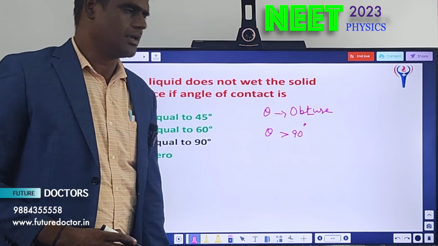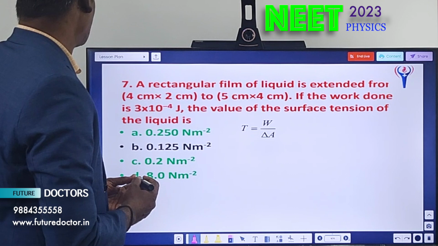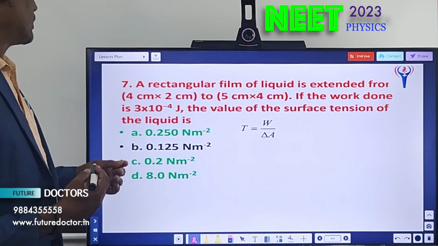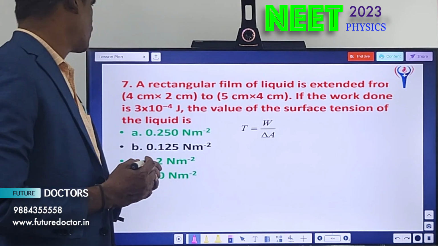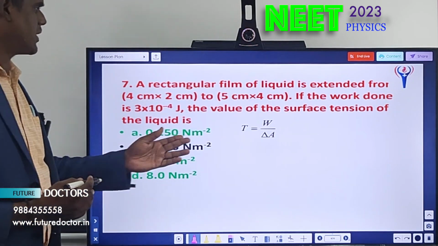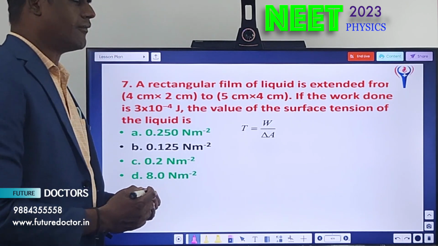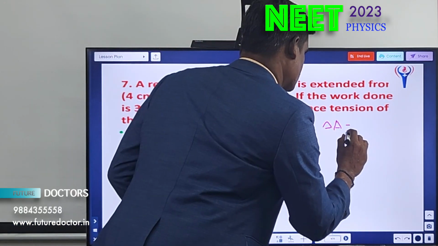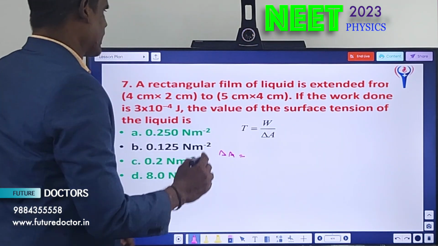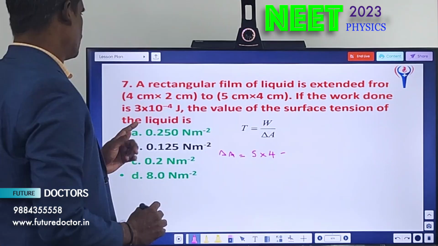Let's move to question number 7, the last question. A rectangular film of liquid is extended from 4 cm into 2 cm to 5 cm into 4 cm. If the work done is 3 into 10 power minus 4 joules, the value of surface tension of the liquid is dash. Surface tension equal to work done per area. That is the formula. Delta A we want to find. Delta A equal to, this area 5 into 4 minus 4 into 2.